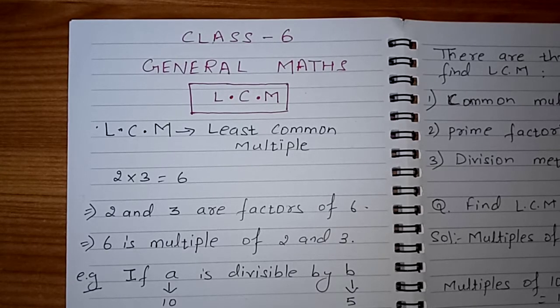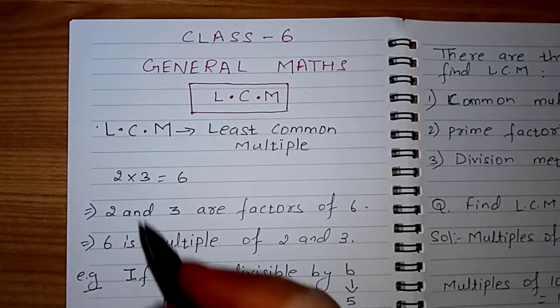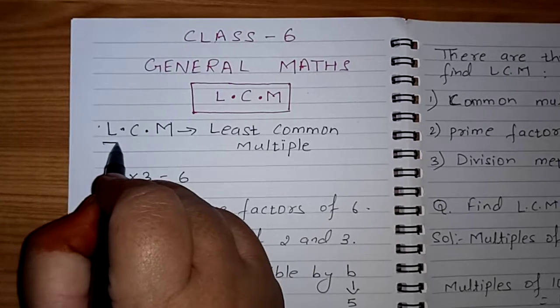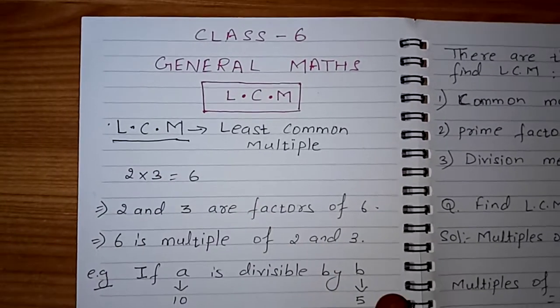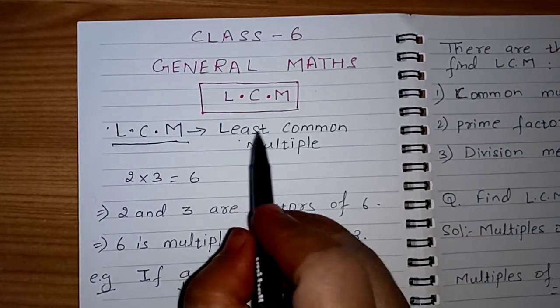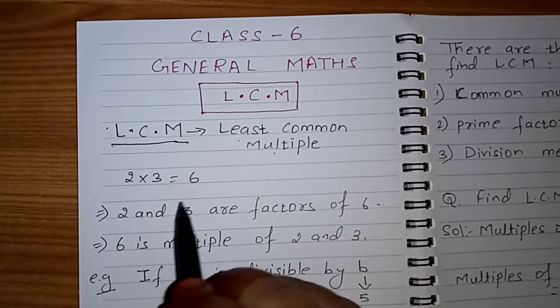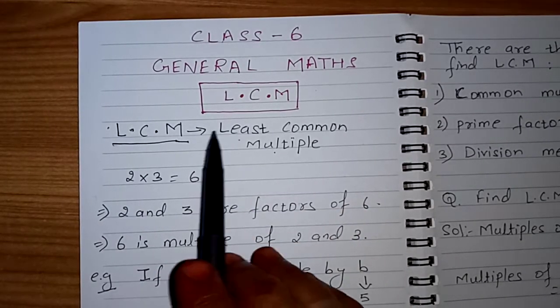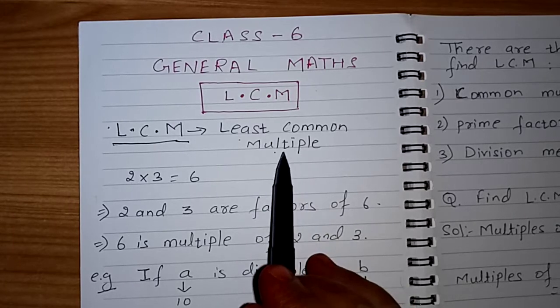There are three methods to find HCF: common factor method, prime factorization method, and division method. In the previous class we discussed everything about HCF. Today's class is based on LCM. What is LCM? Least common multiple.